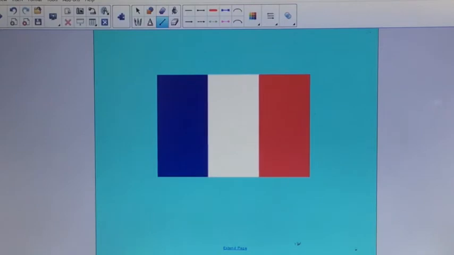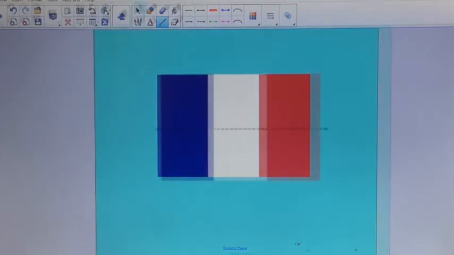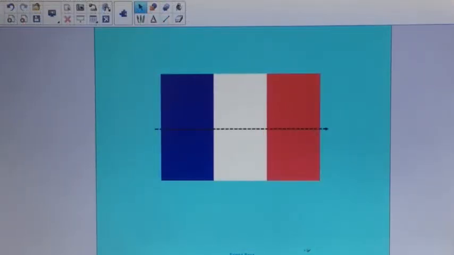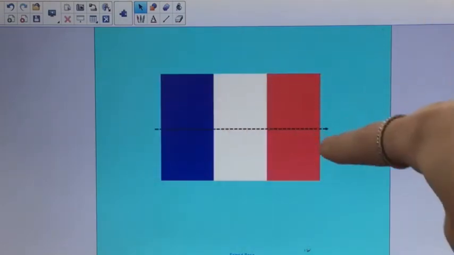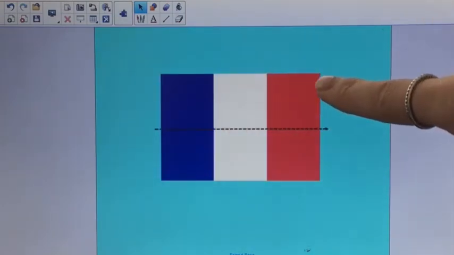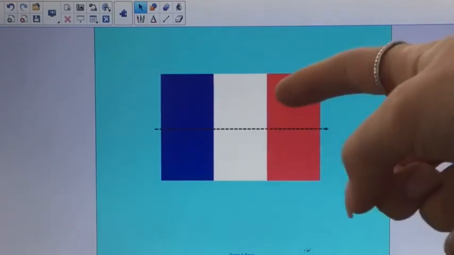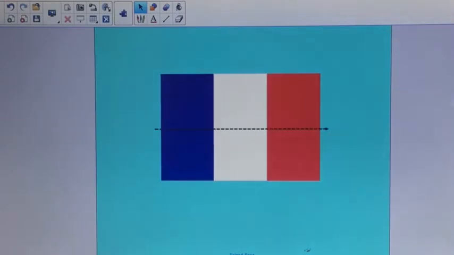Okay, our next flag. Have a good look at this one. Tell your grown-up what lines of symmetry you can see. And don't forget to tell them what country this flag is from. So this flag has only got one line of symmetry. It's going from left to right across the middle. And you'll see that the top and the bottom halves are mirrored. They are exactly the same. And well done if you identified that this was the flag of France.